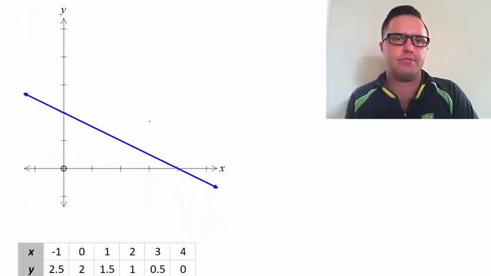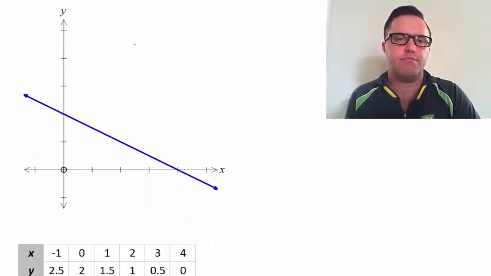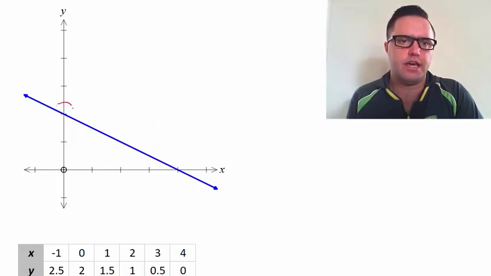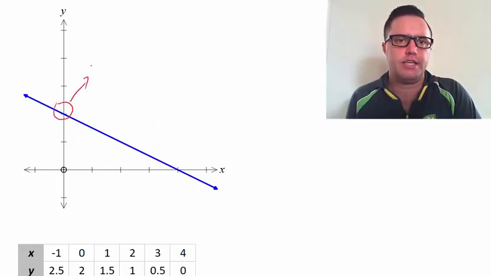Okay? Now, the x and y intercepts are the points where the function crosses the axis. Okay? So I've got a Cartesian plane here. Now, so these points will be, so here, this is our y-intercept.